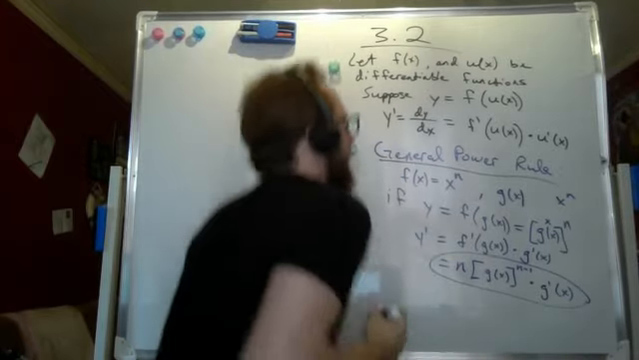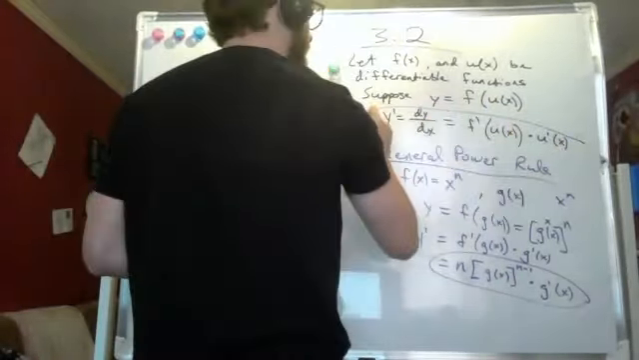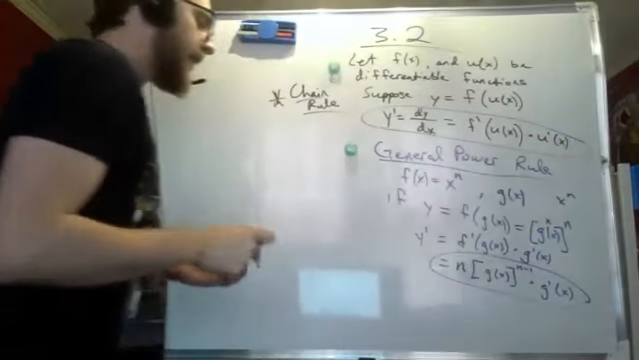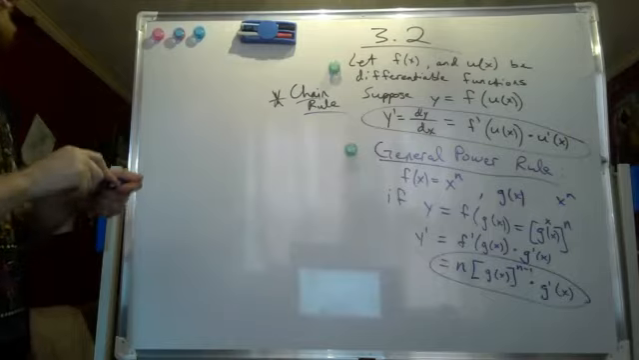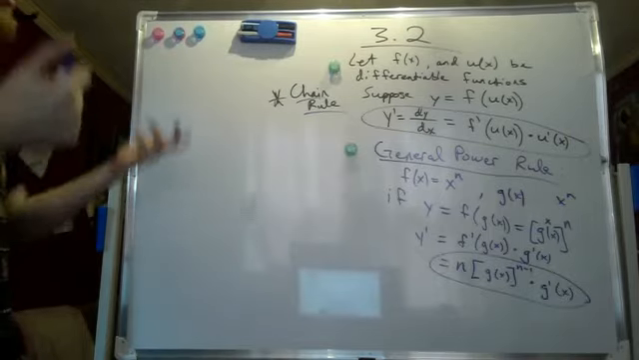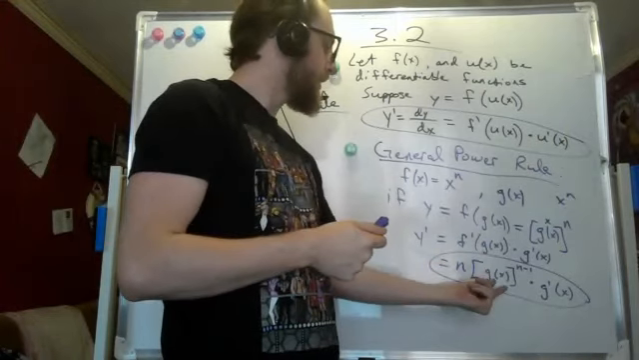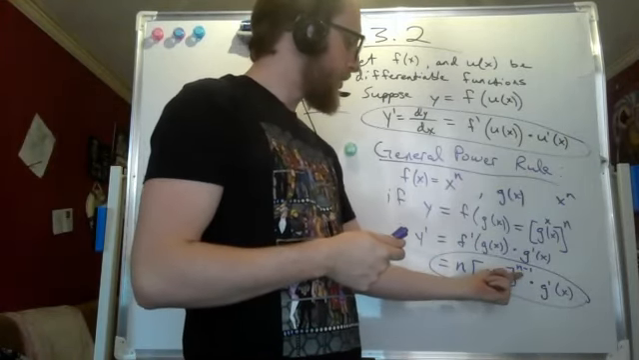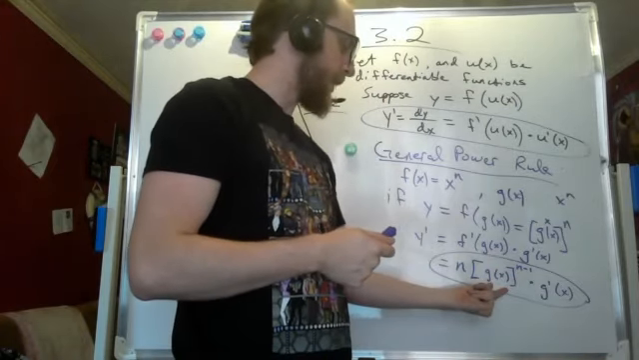And there you have it. There is the general power rule. The whole point of the general power rule is if you have a function raised to some power, what is the derivative of that? Well, then you take the power to the outside, leave the inside alone, decrease the power by 1, then multiply by the derivative of the inside part.